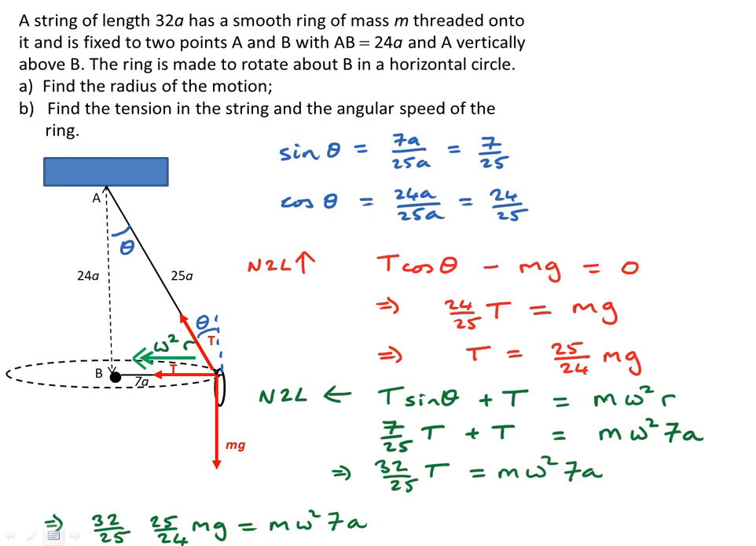So we've got 32/25 of 25/24 mg must equal m omega squared 7a. Which ends up giving me omega squared is 4g over 21a. So omega is the square root of 4g over 21a.